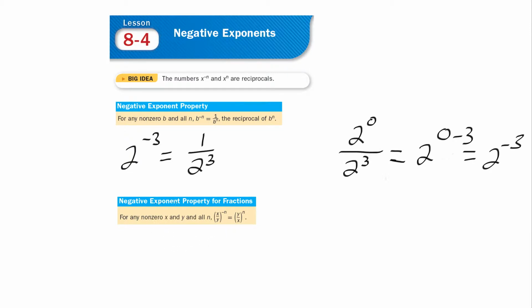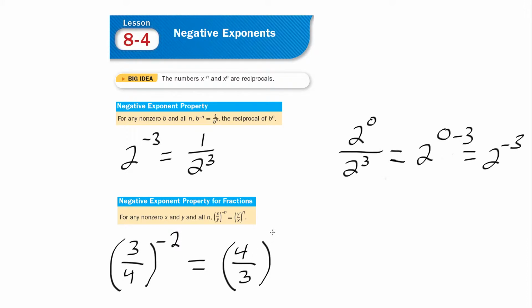The negative exponent property for fractions, well, I just mentioned that, is the inverse. So if I have x over y to the negative n, it's equal to y over x to the nth power. So if I had 3 over 4 to the negative 2 power, this is equal to 4 over 3 squared. Okay?